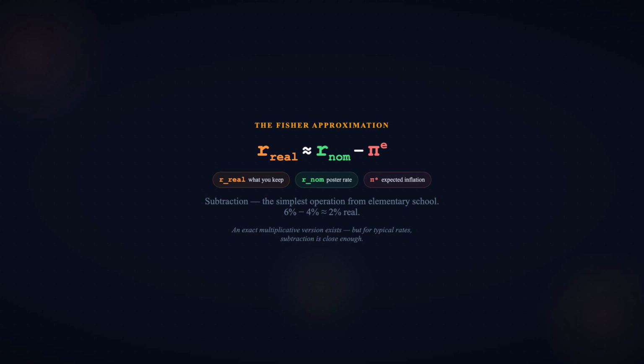An exact version of this formula exists. It uses multiplication instead of subtraction, and the difference matters when rates are large. But for the rates most people see on savings accounts and mortgages, the subtraction is close enough to build correct intuition. We will use it for every example in this episode.